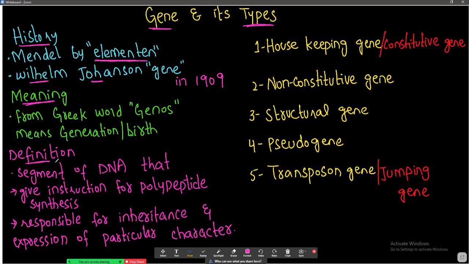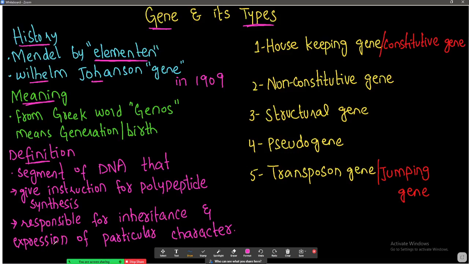We can define a gene like this: a gene is a specific segment of DNA that gives instructions for polypeptide synthesis. Or a gene is a segment of DNA that is responsible for the inheritance and expression of a particular character.